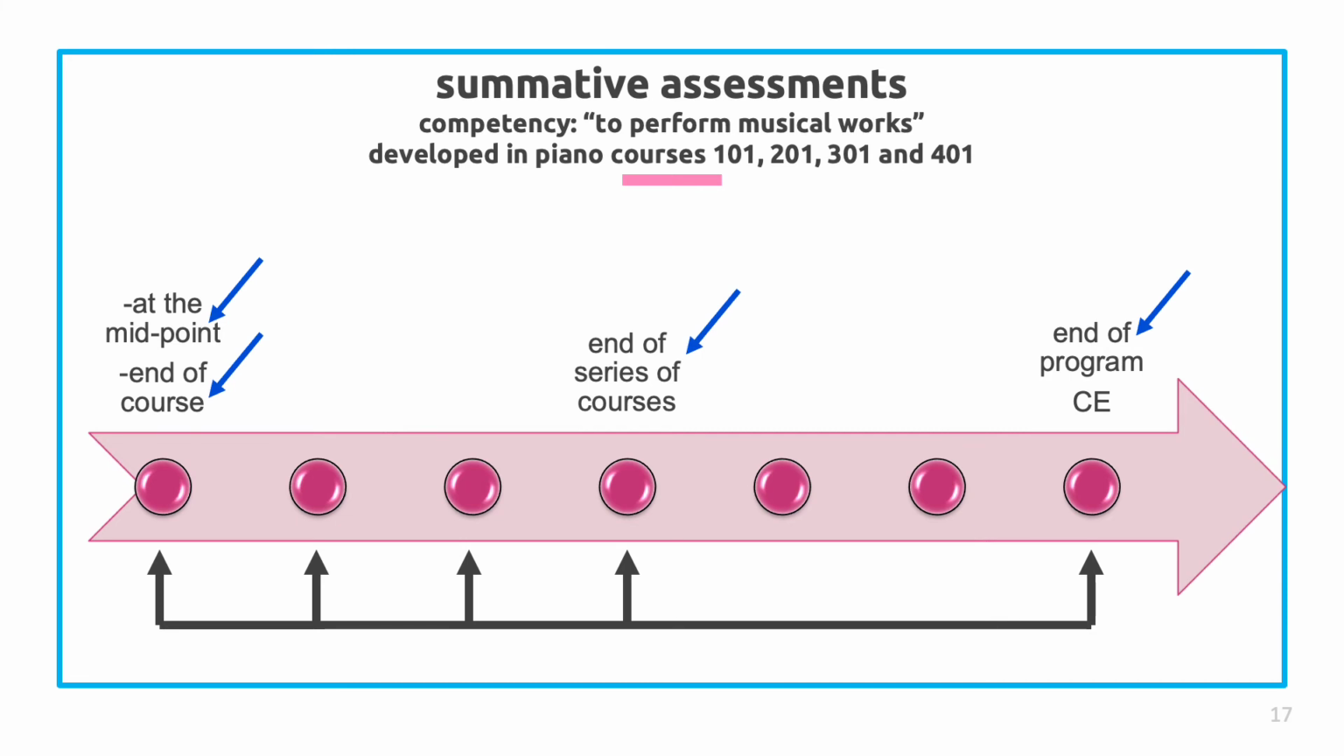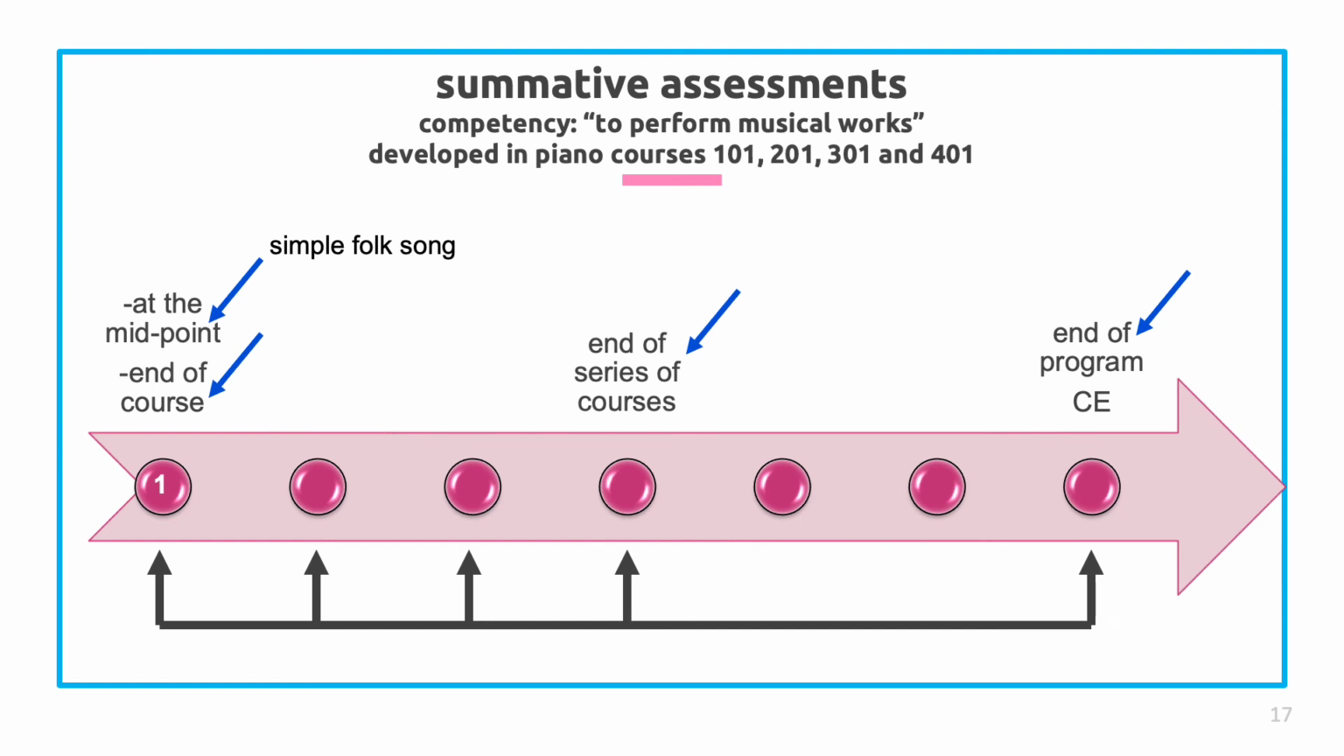Let's say that in our program, the competency to perform musical works is developed in 4 piano courses. At the midterm point of the very first piano course, student learning will be measured with an assessment requiring them to play a simple folk song. This midpoint summative assessment will not ask them to answer questions related to major or minor scales, nor explain the different musical genres. Those concepts were addressed with formative assessments along the way.